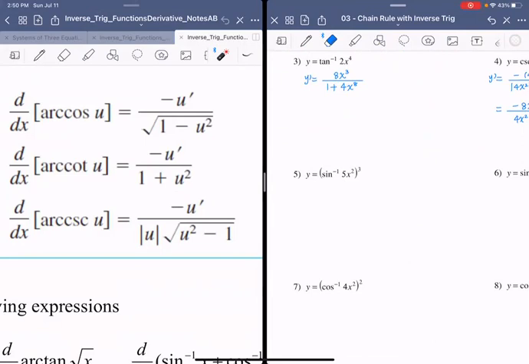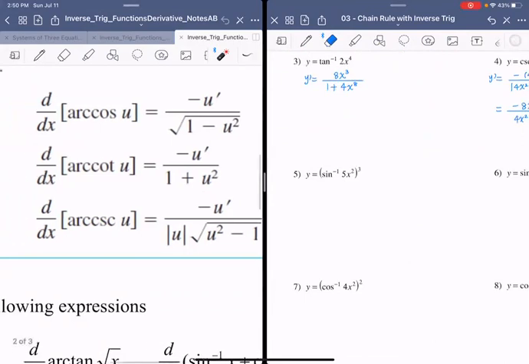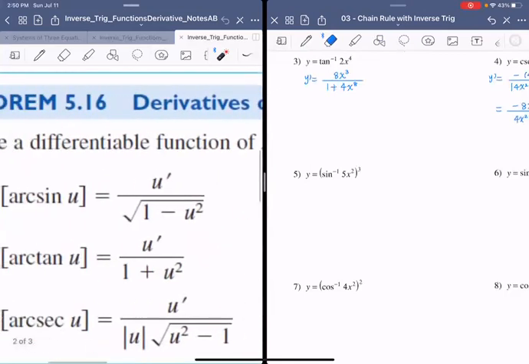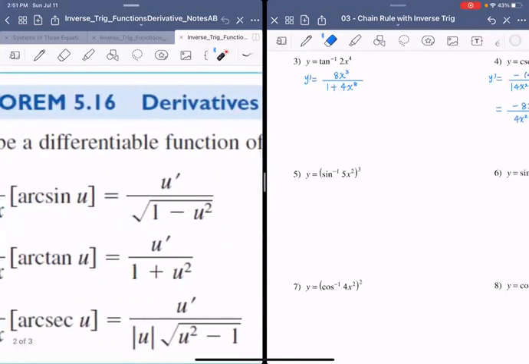Lawrence, let's see number 5. This is a little bit tricky, okay? Now let's see the outer layer. Do we do the inner layer first before the power 3? We do from the outer layer and then the inner layer, okay? Oh, okay, we do the power rule first.